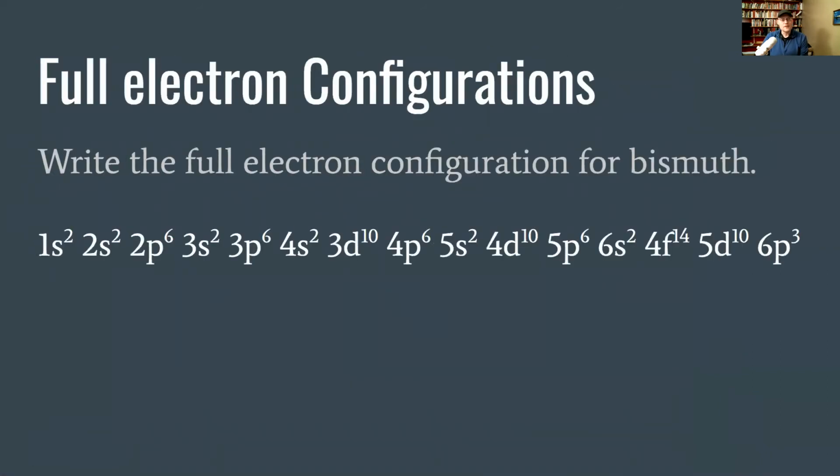You should have come up with 1s2, 2s2, 2p6, 3s2, 3p6, 4s2, 3d10, 4p6, 5s2, 4d10, 5p6, 6s2, 4f14, 5d10, and 6p3.